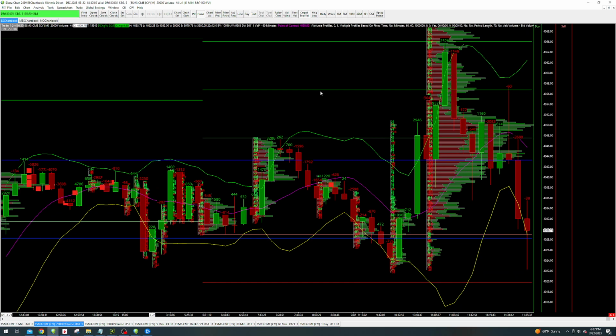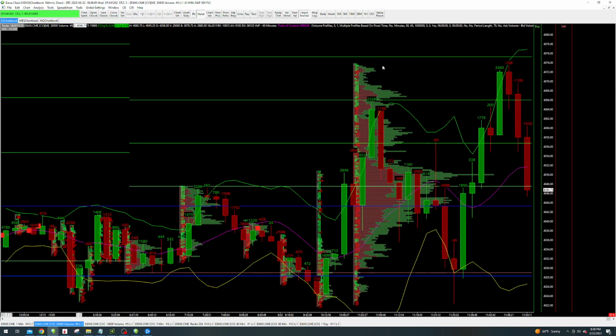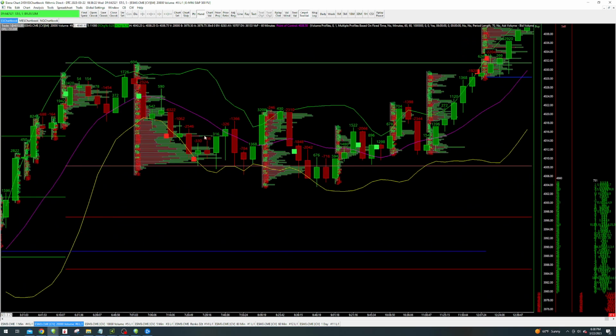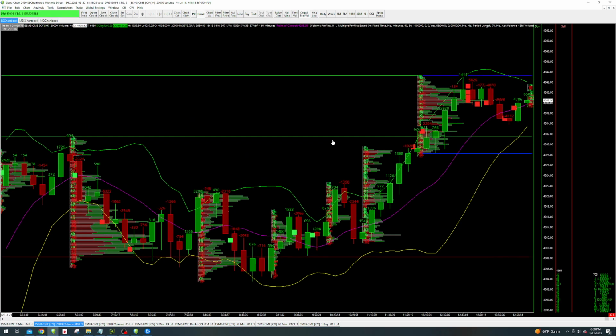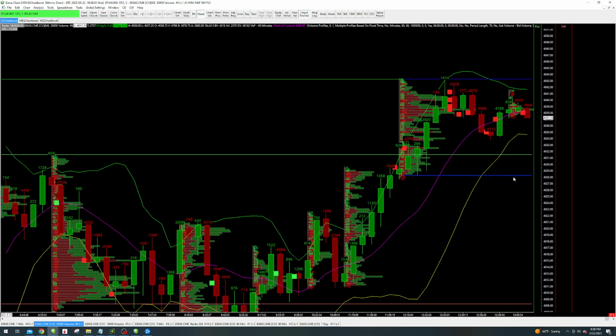And then the top lines, the green ones, are the initial balance extension lines. They're almost like points of support or resistance. In this case today, it was tested here, almost tested here, tested here, and then eventually you see some kind of price reaction off of those. For example, yesterday in the close, it hit the first extension lines and then it sold off.